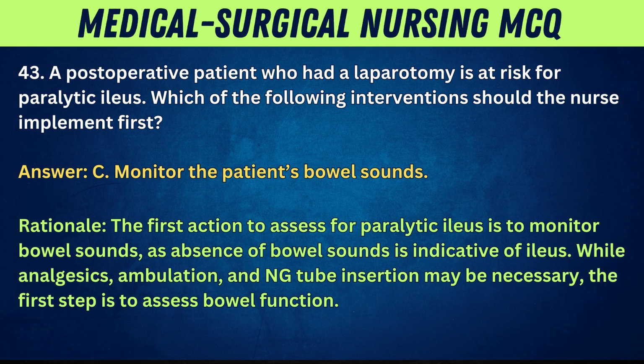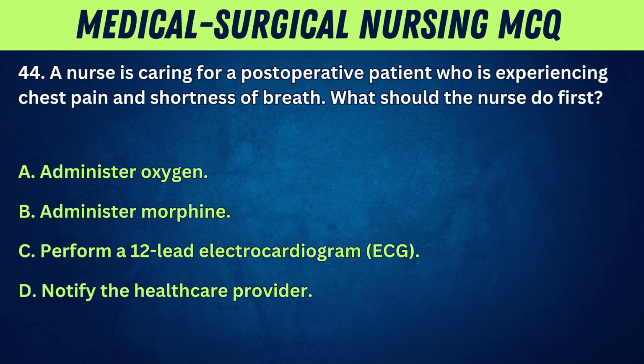Rationale: the first action to assess for paralytic ileus is to monitor bowel sounds, as absence of bowel sounds is indicative of ileus. While analgesics, ambulation, and NG tube insertion may be necessary, the first step is to assess bowel function. 44. A nurse is caring for a postoperative patient who is experiencing chest pain and shortness of breath.